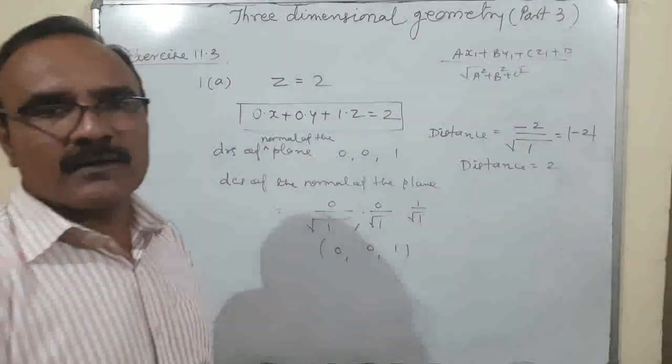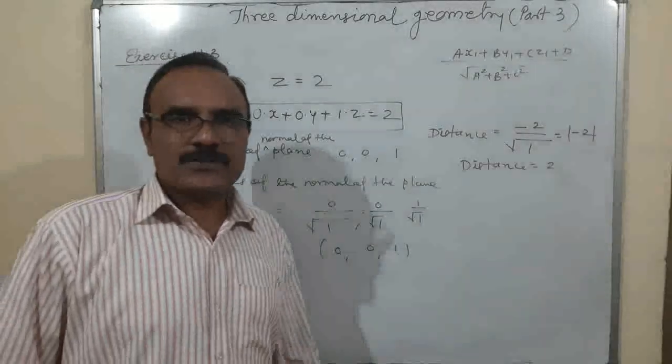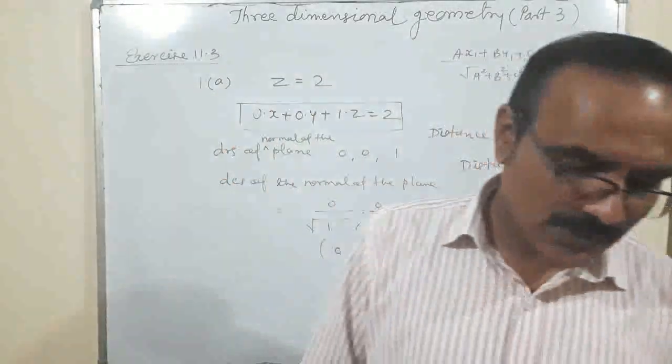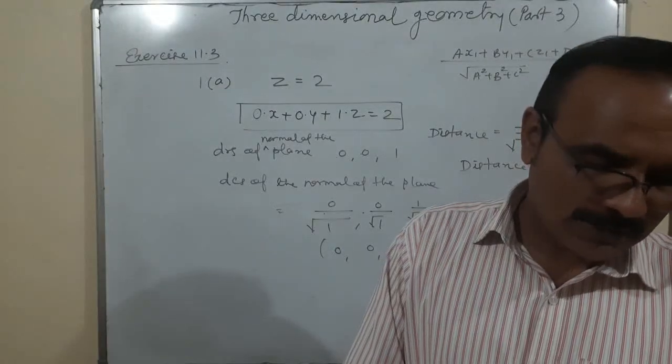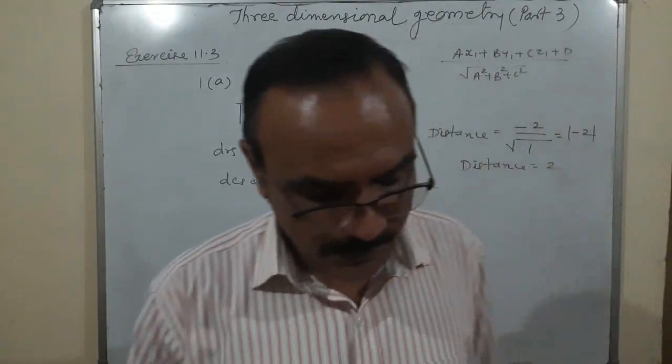Okay. So this is the question and its solution: z is equal to 2. Other questions are simple, like 2x plus 3y plus 5z. You can solve it.